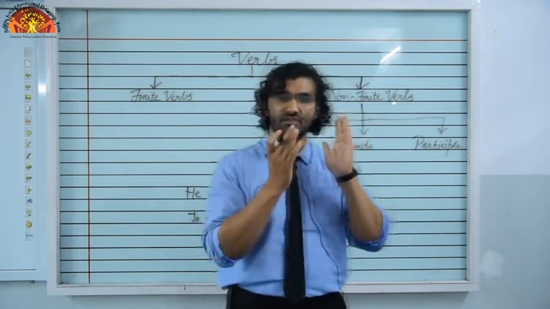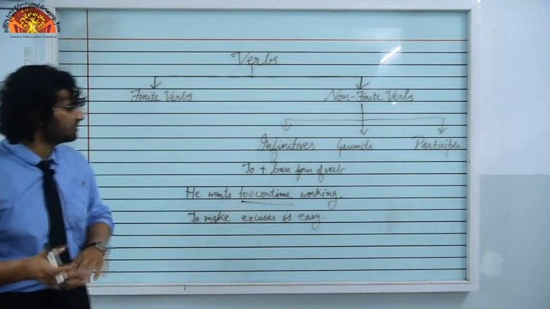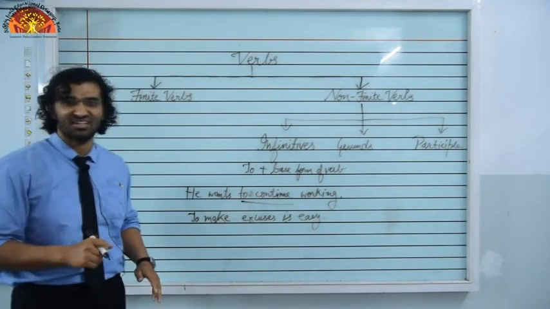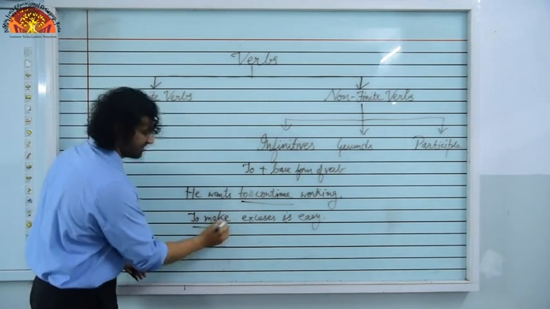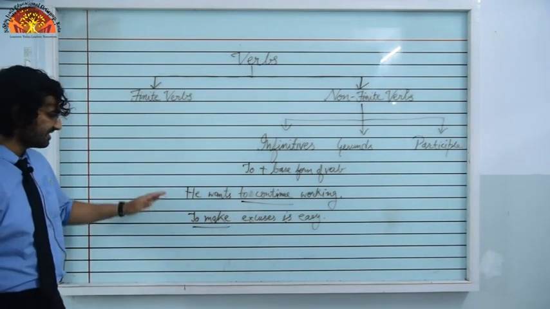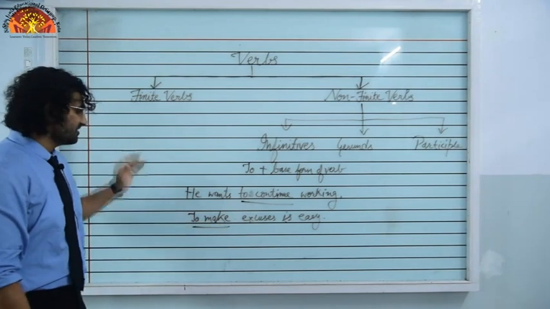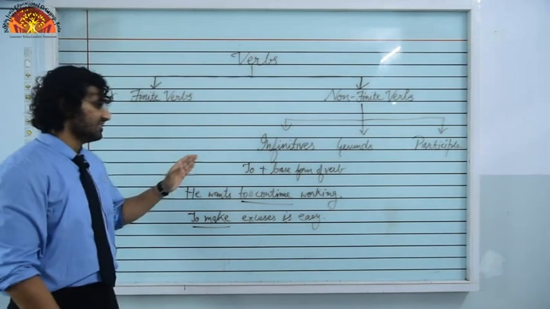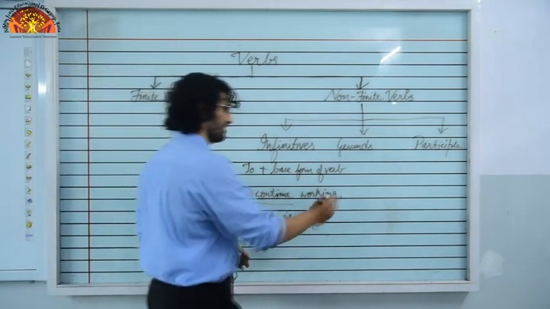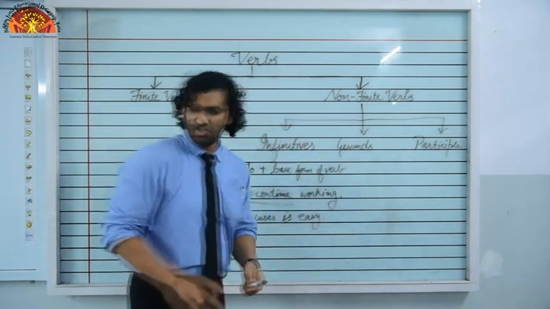These are all infinitives. So can you try to identify the infinitive for me in this sentence? I believe you can. I'm waiting for your answer. Yes, you're right. To make is the infinitive in this sentence. To plus base form of verb. So he wants to continue working. To make excuses is easy. This is infinitive. We will now talk about gerunds.